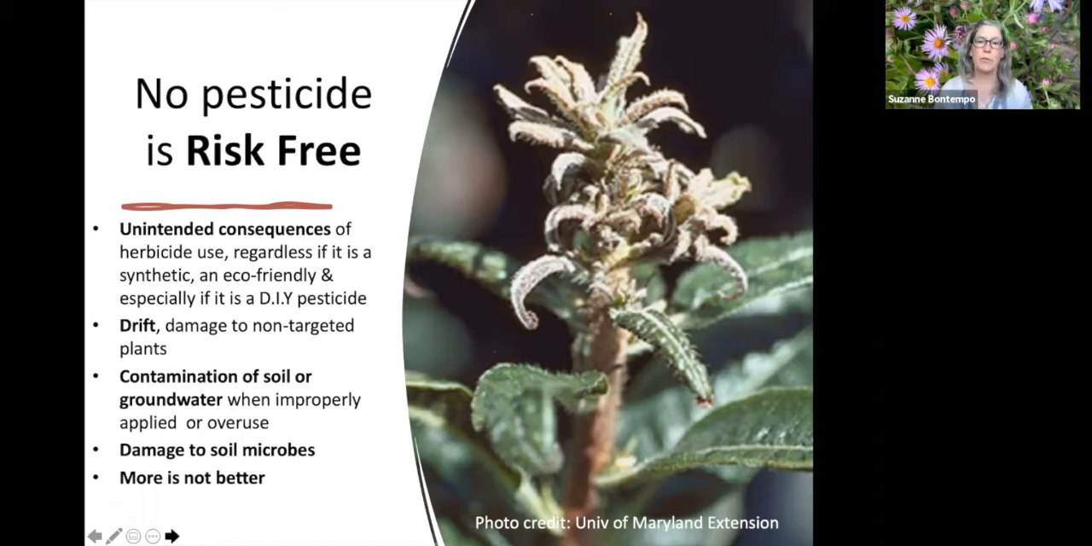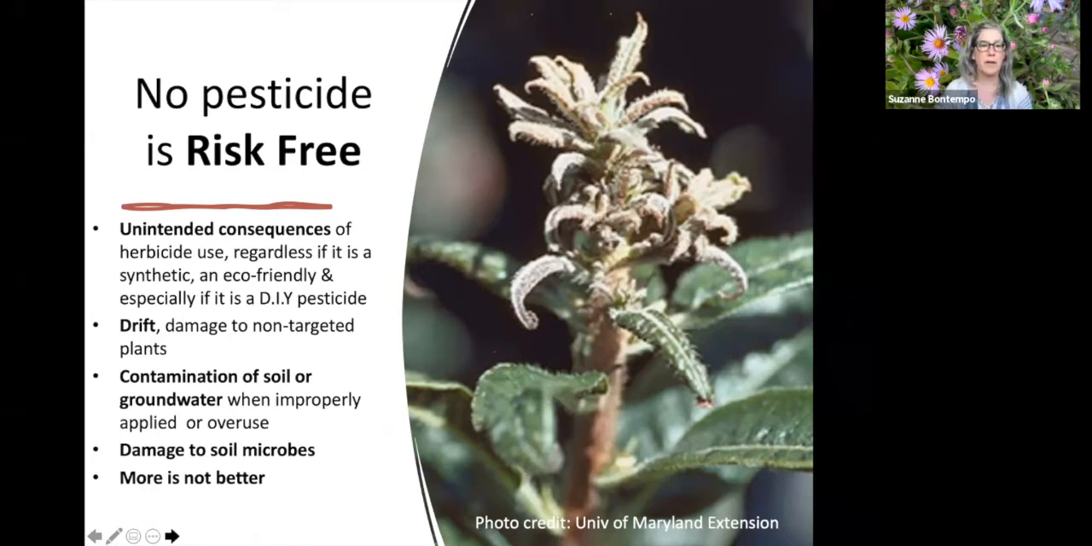But we also really want to understand how these non-selective herbicides, regardless if they're eco-friendly or a DIY home remedy, can impair other plants as well. A lot of times it just shows up as black spots on an evergreen shrub, and we might think it's a fungal problem. Then we're applying these fungicides and wondering why that problem didn't resolve itself. Well, it's because it was an herbicide burn.